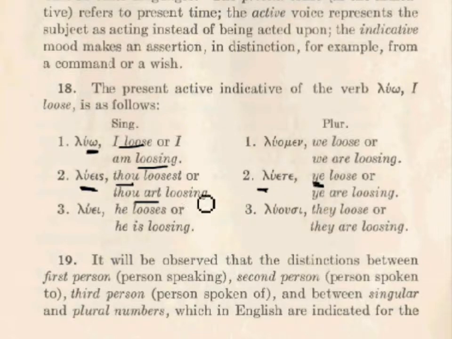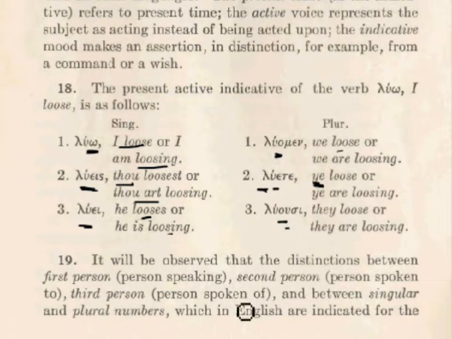So if you find that helpful, that's fine. You'll find that I do use it as we go along, just on occasion, because it does really help us to make that distinction. So make a note of that. Luei is the third person singular. He looses, or he is loosing. Luomen over here, the first person plural. We loose. Luete, the second person plural. You loose. And luousi, the third person plural. They loose.